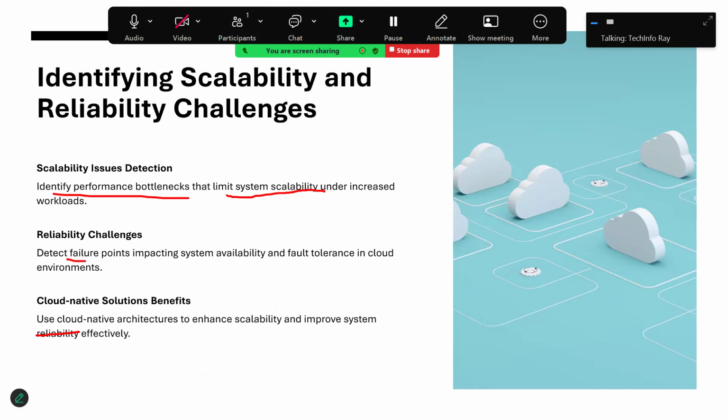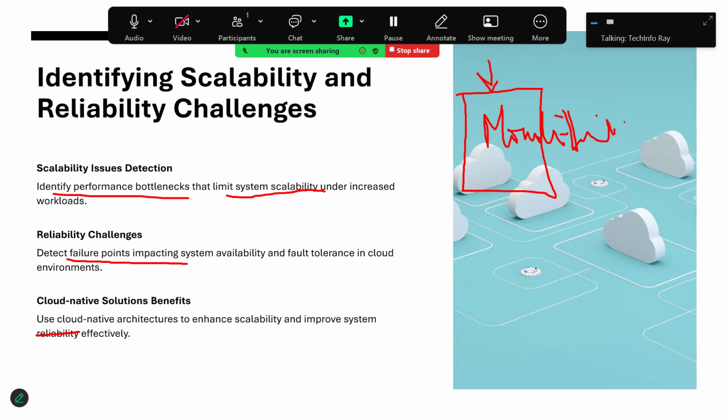Detect failure points impacting the system. For example, sometimes we have monolithic application architectures. So you need to understand, if this complete application goes down, what will be the impact on the business. You need to understand the failure points impacting the availability and fault tolerance of the application that can matter in the cloud environment.